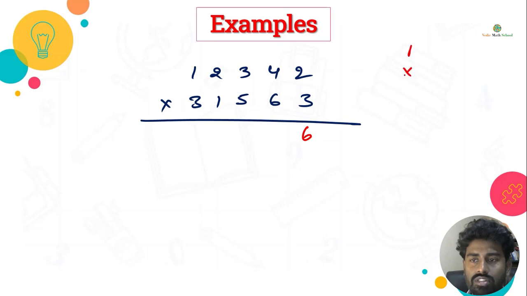Vertical line, then cross line. So 4 3s are 12 and 6 2s are 12. So 12 plus 12 is 24. I am writing 4 here and 2 is now the carry over. Next step, vertical, so it will give you 3 3s are 9 and 5 2s are 10. 10 plus 9 is 19, and 6 4s are 24. 24 plus 19 is 43. 43 plus 2 is 45. So I am writing 5 here and now 4 is the carry over, not 2.